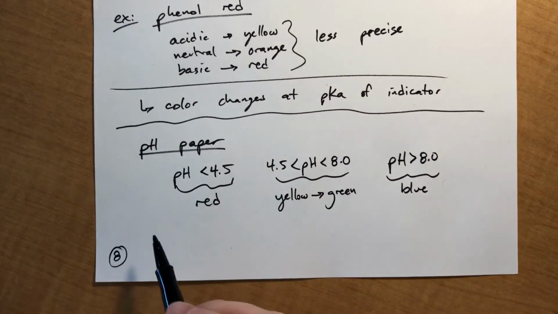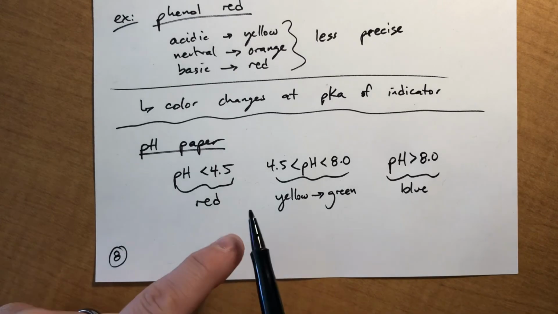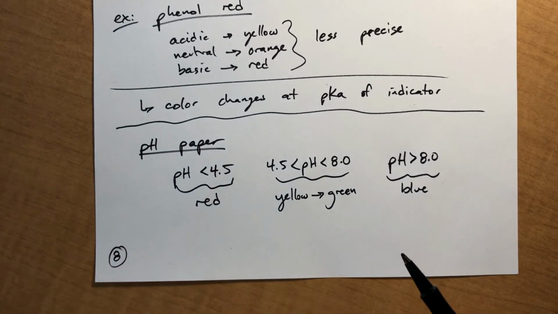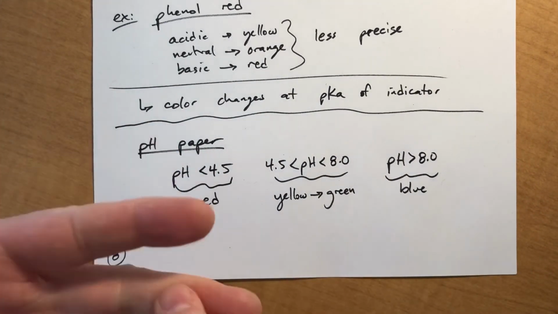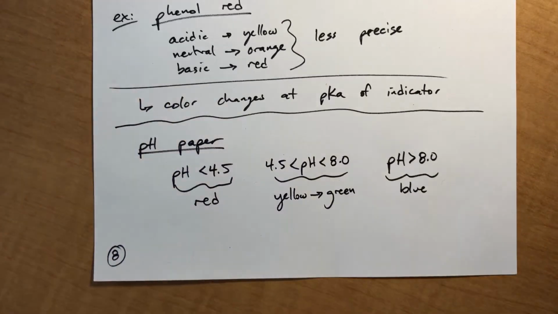So this is not super precise. It's usually precise to like plus or minus 1 pH unit. But if you're just trying to do a quick test, like, okay, this is an acid or it's a base, this is really, really useful.